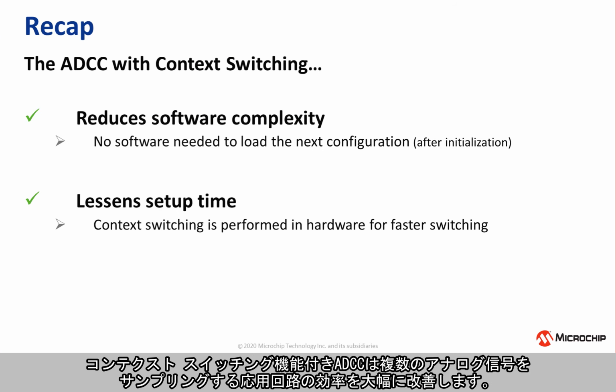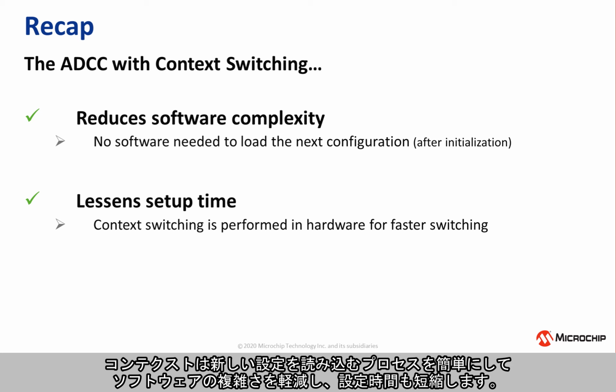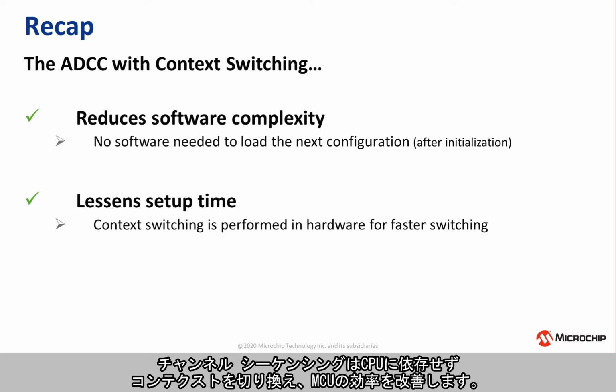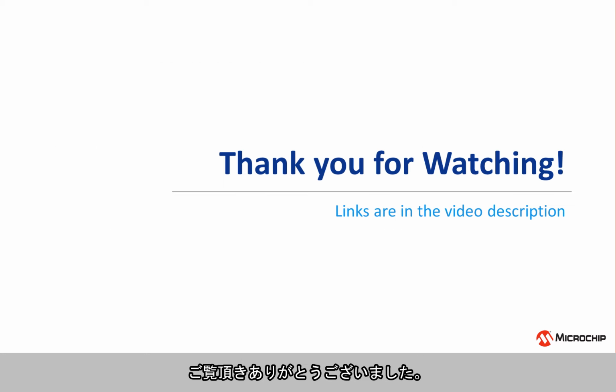The ADCC with context switching is a huge improvement in the efficiency of applications that sample multiple analog signals. Context reduces software complexity by simplifying the process for loading new settings, which also lowers the configuration time required. Channel sequencing complements the context by switching to the next context independently of the CPU, which further improves the efficiency of the microcontroller.